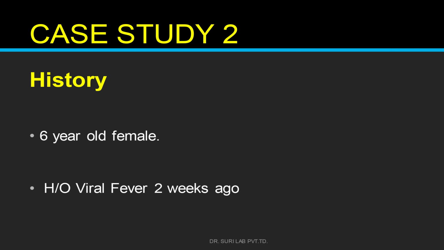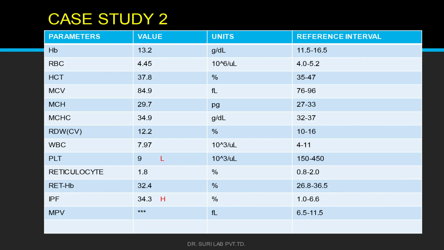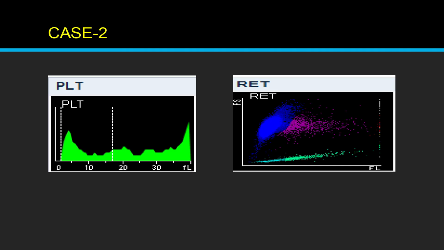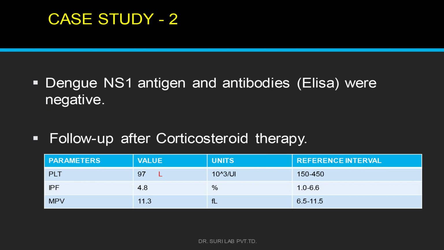So this is the second case. This was a 6-year-old female who had come to us with a history of viral fever for 2 weeks. And if you look at the indices, the platelet count was 9,000. The IPF was 34.3. The machine could not compute the MPV. And if you look at the platelet histogram, this is showing thrombopenia. And if you look at the scatter plot, the IPF is again significantly increased.